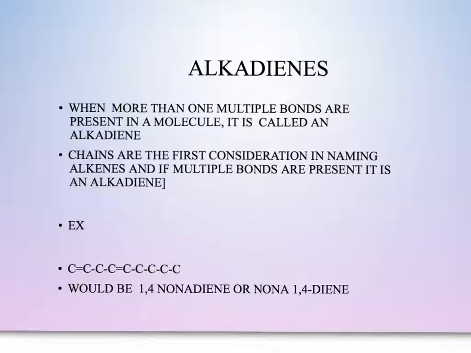1,4-nonadiene. Sometimes instead of calling it 1,4-nonadiene, we will call it nona-1,4-diene. And the 1 and the 4 is telling us where the double bonds are located. Either one of these is completely correct, and you should choose the one that you are most comfortable using.